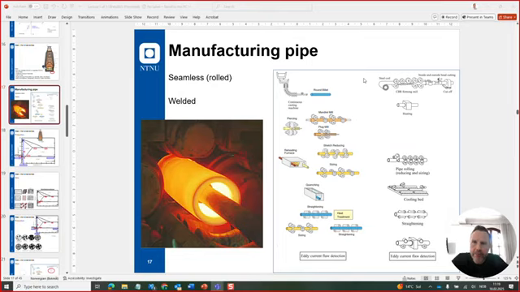Whereas what we see on the right would be pipes that are manufactured to specific lengths. Yeah, we'll quickly cover these processes, and I'll focus mainly on what we see on the left-hand side, the colored part.